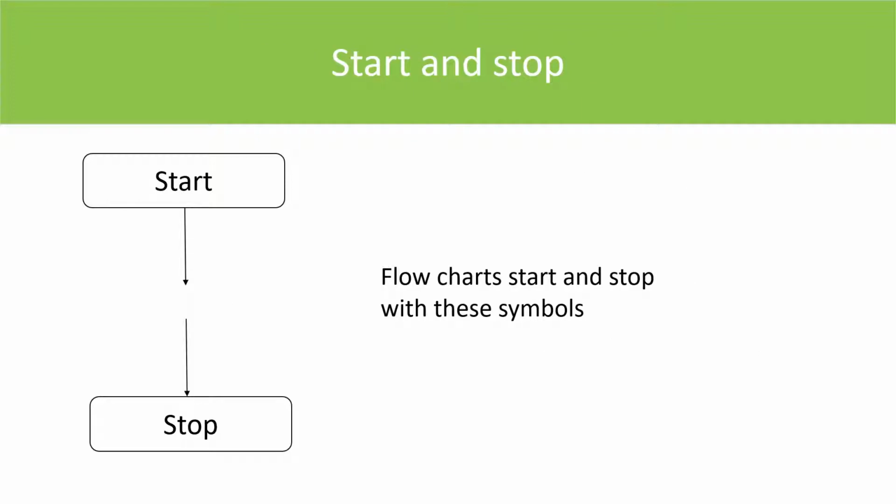Start and stop are probably the simplest symbols that we look at. These are a rectangular box with curved corners. This just tells us when our flowchart starts and when it stops.